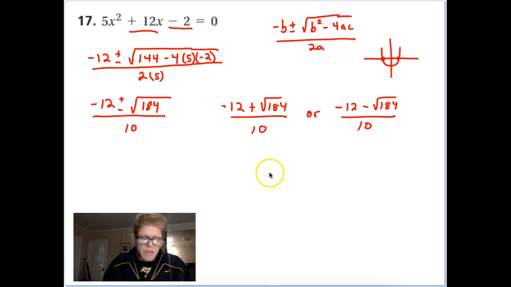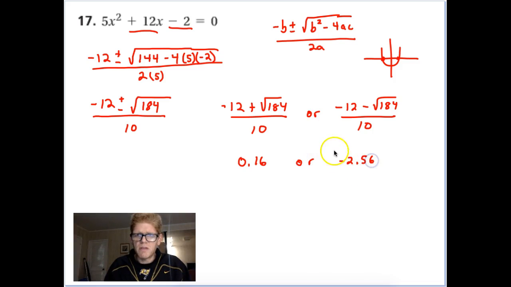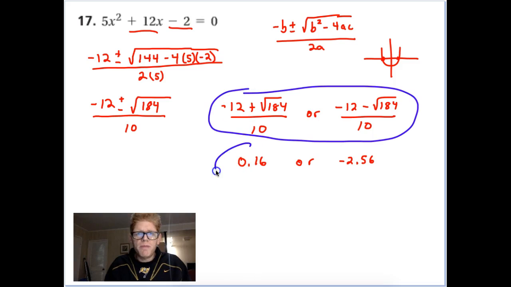When we punch that into our calculator, we find that negative 12 plus the square root of 184 over 10 gives us 0.1564, etc. We're going to round that to the nearest hundredth, so 0.16 or negative 2.56. And those are the two solutions to our quadratic equation. Remember that in your practice, you may find your answer in any one of these two formats. You may find it looking a little bit like this, or you may find it looking a little bit like this. Just be ready for both of them.